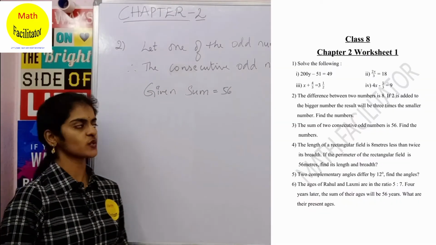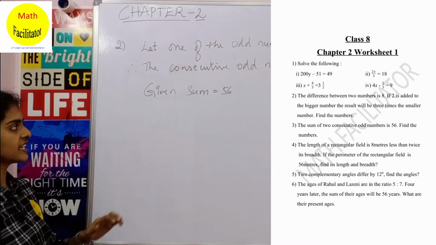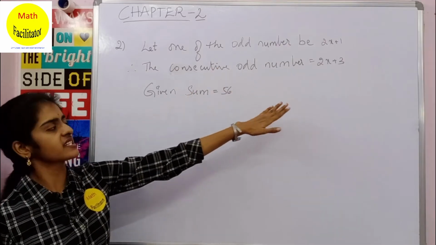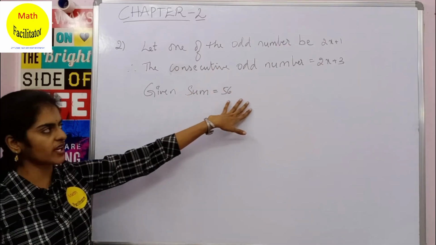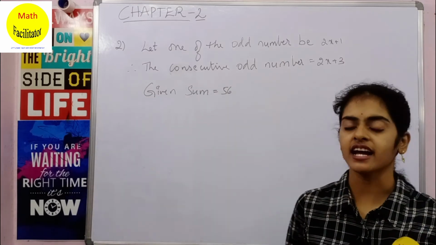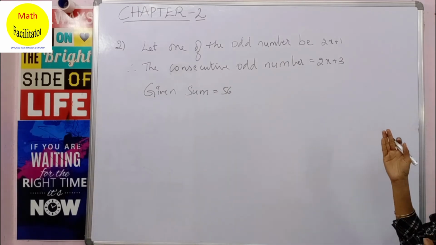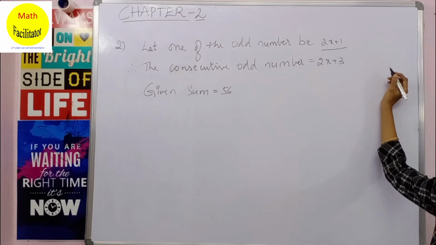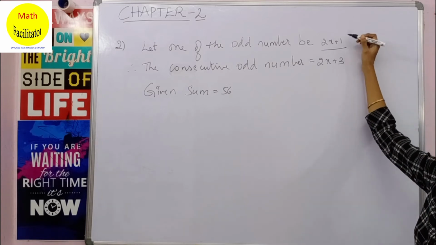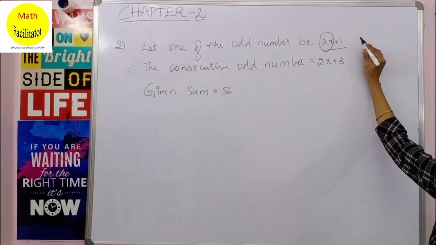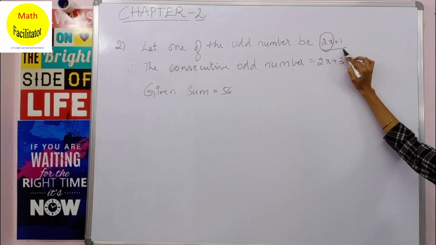Moving on to the next question. It is given that the sum of two consecutive odd numbers is 56. You have to find the numbers. Now firstly, how do you write the odd consecutive numbers? The odd number is 2x plus 1. Now why did I take this? 2x is nothing but even. If you add 1 to this even number, you get odd.